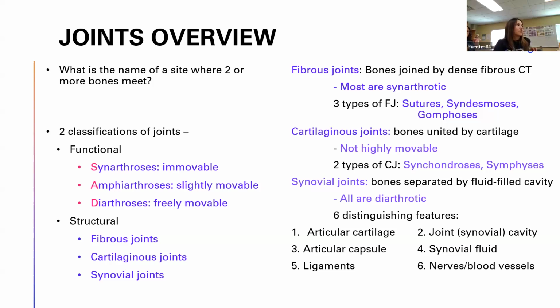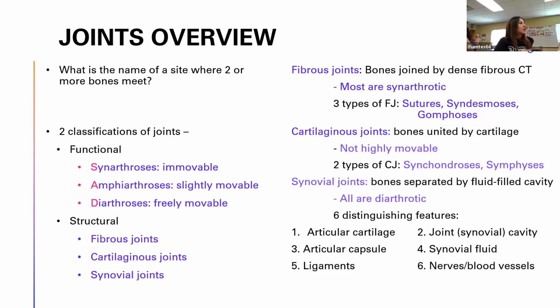Then syndesmosis and gomphosis. Does anybody know where gomphoses are found? Your teeth, yes, your gums. These are the alveolar sockets from the bone section. So what you need to know is that most fibrous joints are synarthrotic, which means they're immovable, and we have 3 types: sutures, syndesmosis, and gomphosis.